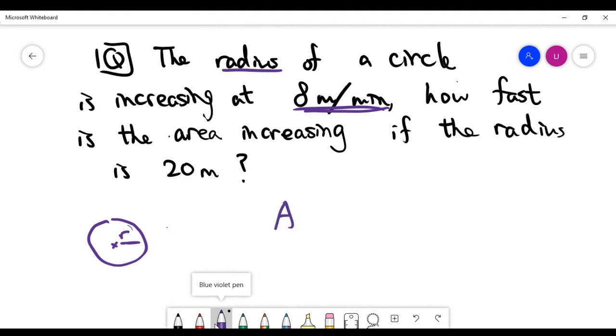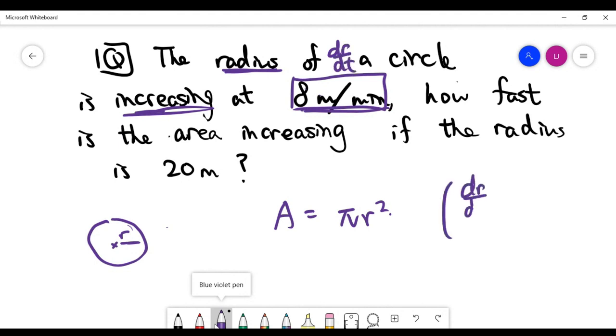Let's formulate the problem as follows. First, the area of a circle is the same as pi r squared, right? And please look at the quantity given. For example, when the radius is increasing at 8 meters per minute, mathematically, this rate is the same as saying dr/dt. So dr/dt is the same as positive 8. This fact means that the radius is changing corresponding to time t at the rate of 8, and the unit is meters per minute.